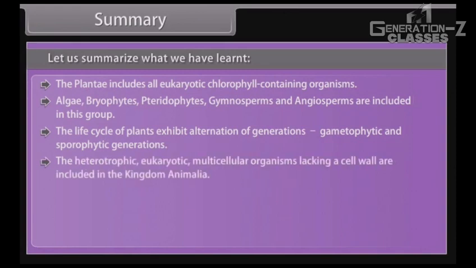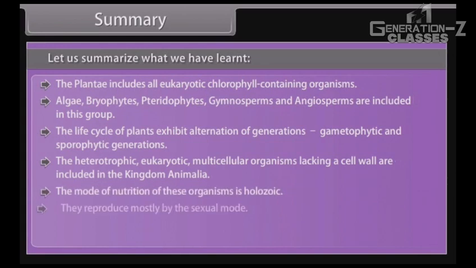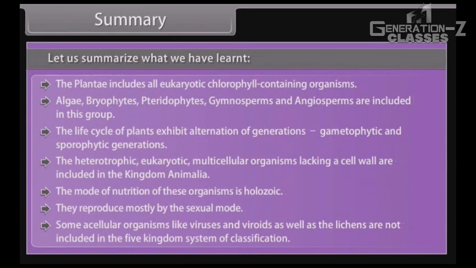The heterotrophic eukaryotic multicellular organisms lacking a cell wall are included in the kingdom Animalia. The mode of nutrition of these organisms is holozoic. They reproduce mostly by the sexual mode. Some acellular organisms like viruses and viroids, as well as the lichens, are not included in the five kingdom system of classification.